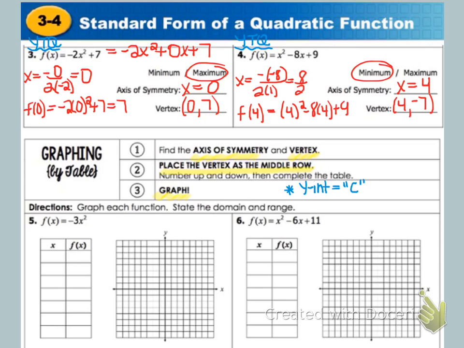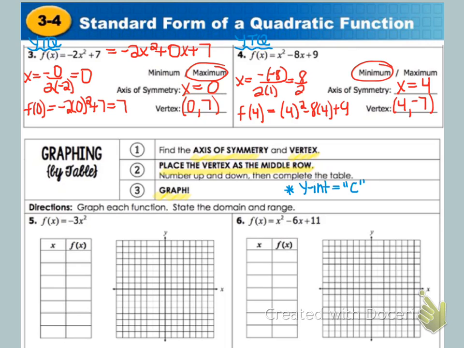Now, knowing the y-intercept, along with the vertex and the axis of symmetry, actually allows us to graph quadratics in standard form without necessarily completing a full table of values. Let's go ahead and take a look at some examples and put all this into play.